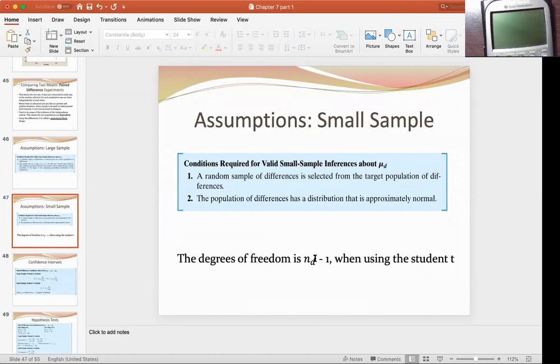Degrees of freedom is the number of those differences minus 1 when using a t-test. We're subtracting 1 now, not 2, because we are considering all of the data as one data set. We're formulating a new data set of differences rather than looking at two data sets that are independent of each other. We're looking at one data set.